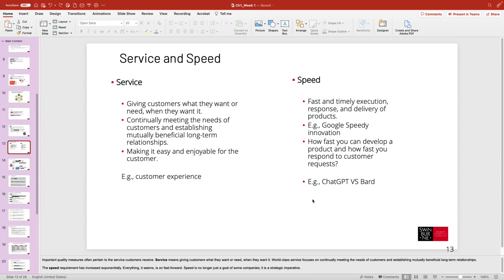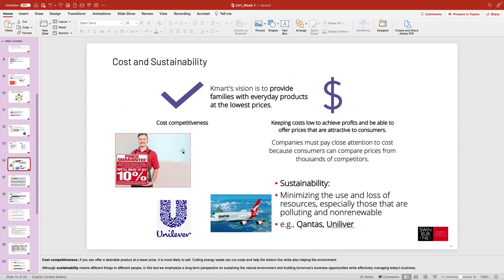An example is Google's speedy innovation that they're working on. I'll give you another example here, guys. We talk a lot about ChatGPT these days, and to see how quickly Google introduced their rival to ChatGPT, which is Bard. It didn't take too long, perhaps within a couple of weeks, within 8 weeks' time, Google introduced a competitor, which is Bard, to ChatGPT. So that's the service or the speed that they talk about.